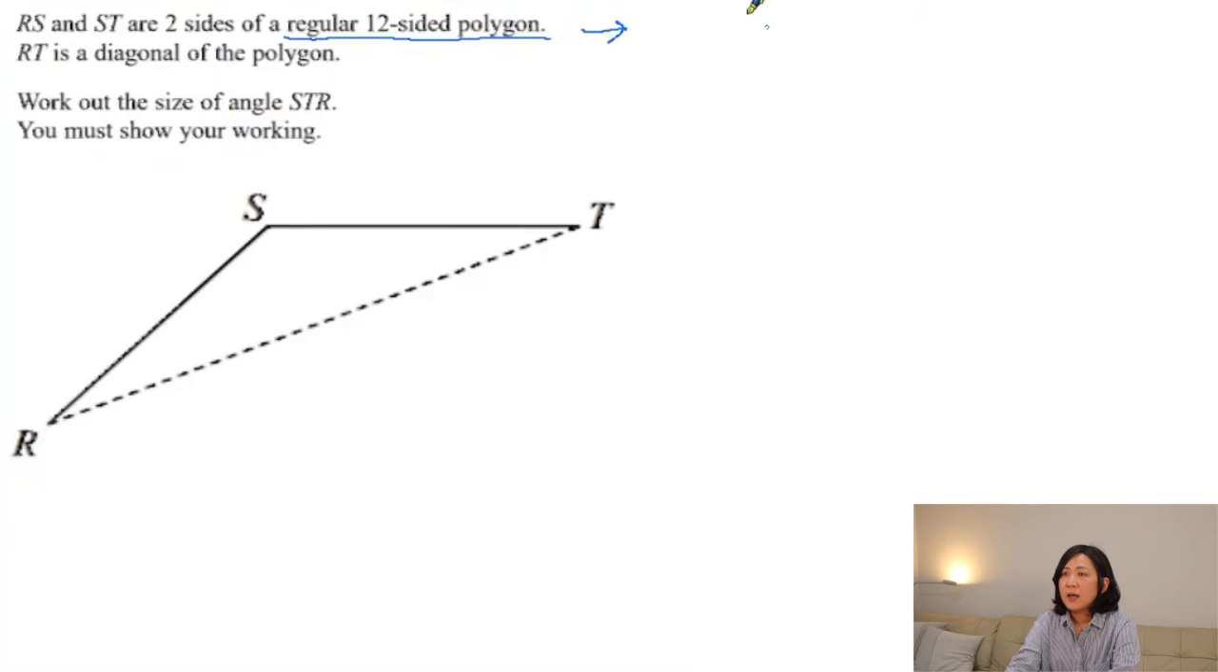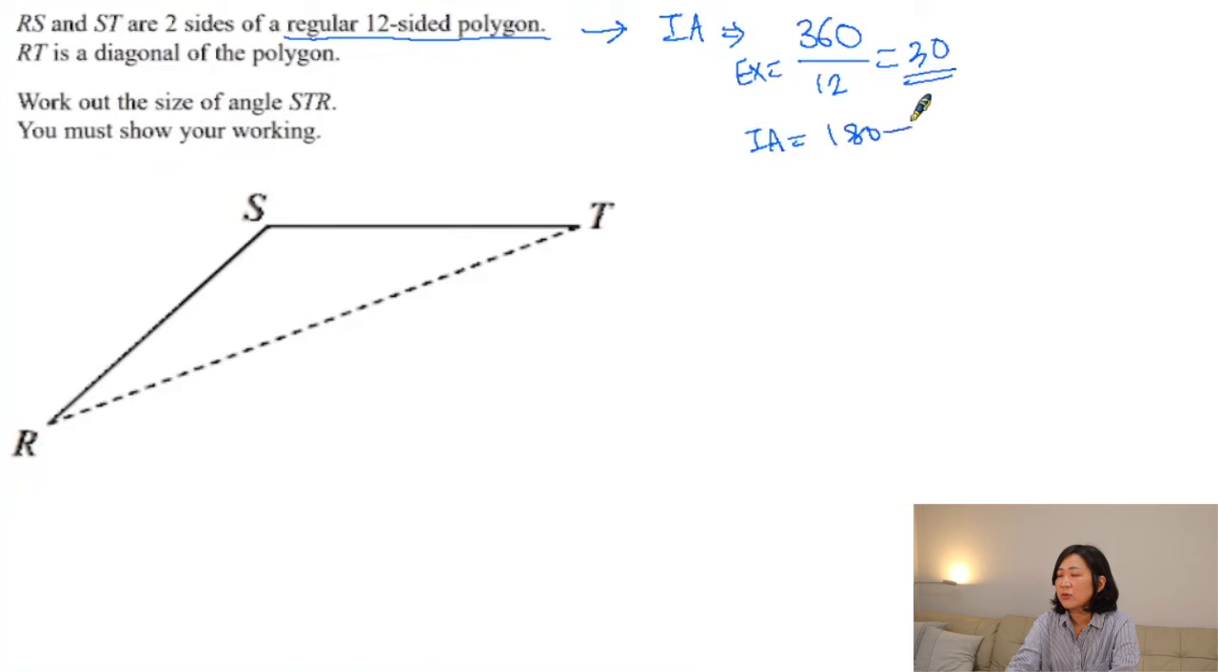Then let's see. All we know is there is a regular 12-sided polygon. Let's find the interior angle. How can you find the interior angle of a 12-sided polygon? The sum of the exterior angles of a 12-sided polygon is 360. If you divide by 12, 30 is one of the exterior angles, right? Then the interior angle will be 150, right?